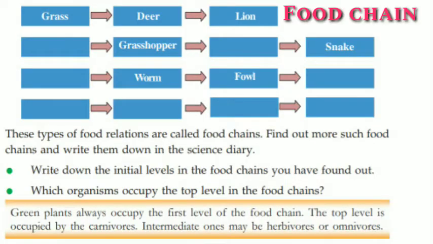Okay, next is the food chain. All organisms depend on each other for their food. So these food relations are known as food chains. Let's discuss one example. Grass, deer, lion. Deer depend on grass for their food, then the lion also depends on the deer. So these interrelations are known as a food chain.